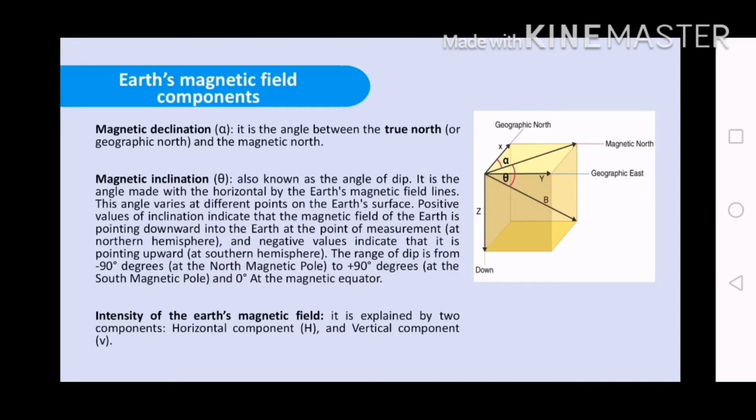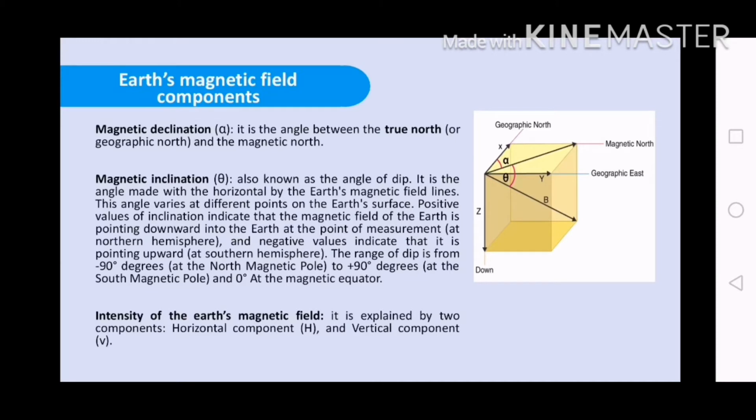Coming to the Earth's magnetic field components, first is the magnetic declination, which is an angle between the true north, or the geographic north, and the magnetic north. On Earth, the magnetic poles are switched: the south pole is in the north of the Earth, and the north pole is in the south. Next is the magnetic inclination, known as the angle of dip. It is the angle made with the horizontal by the Earth's magnetic field lines. This angle varies from point to point on Earth's surface.